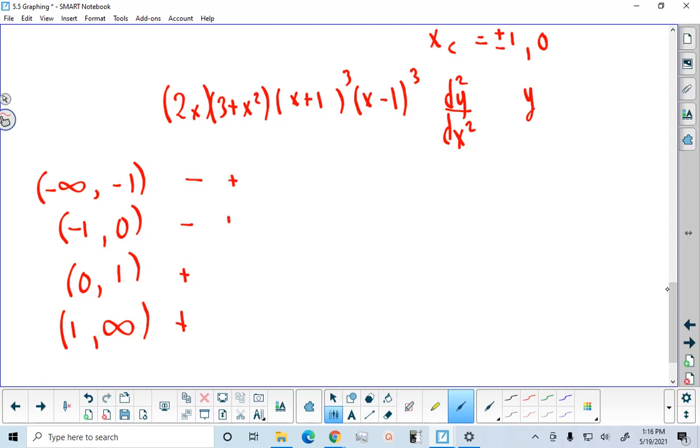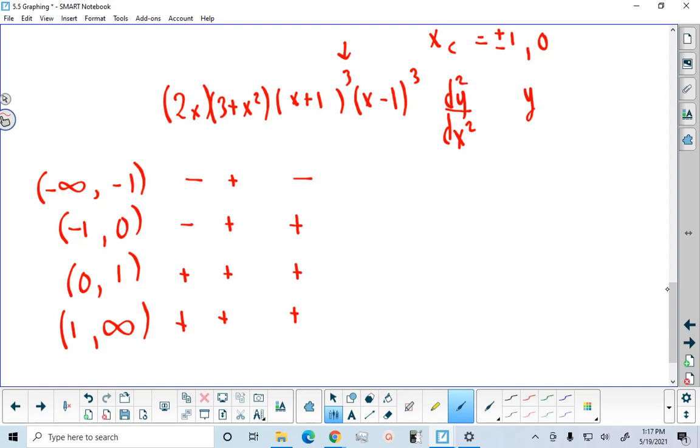3 plus x squared is a positive quantity regardless of what x is, because when you square x you will get a positive number. Added to 3 you will get positive. x plus 1 is negative before -1 and positive after -1. And since this exponent is odd, if x plus 1 is negative, when you cube a negative, you still get a negative. When x plus 1 is positive, cubing a positive gives you a positive. In other words, because that exponent is odd, we treat the whole thing as if the exponent isn't there.